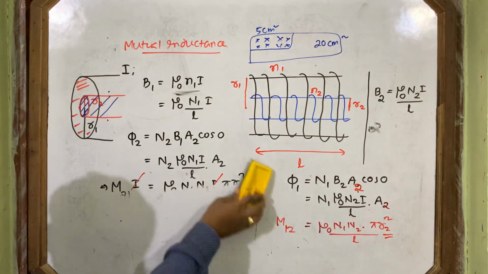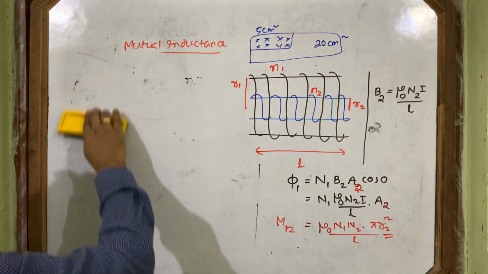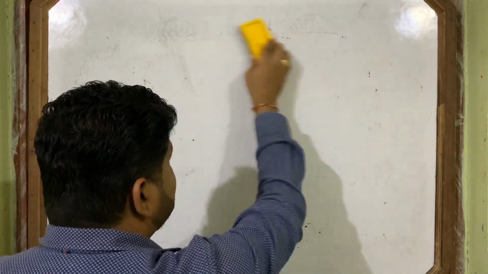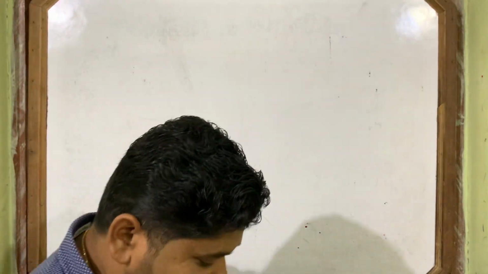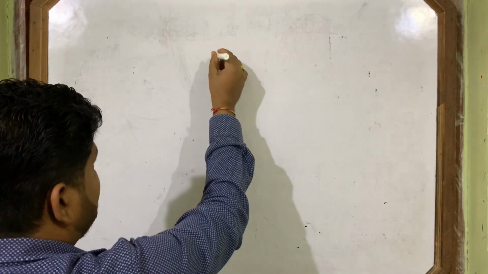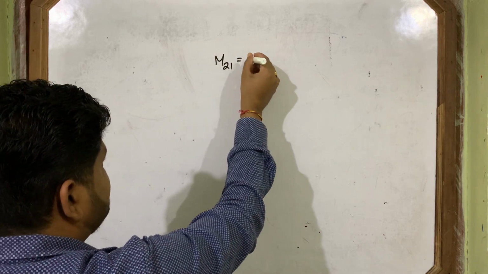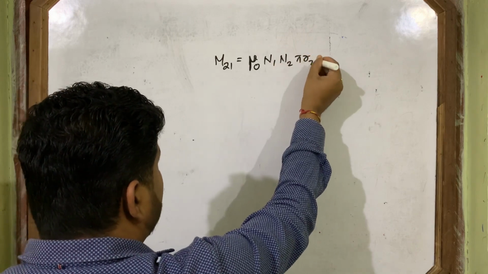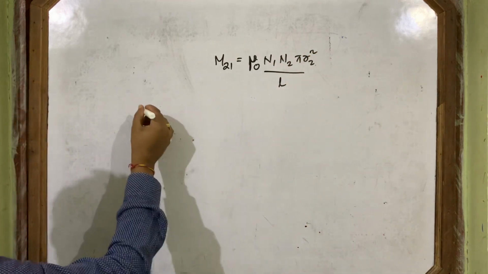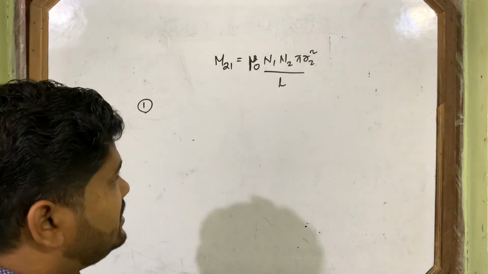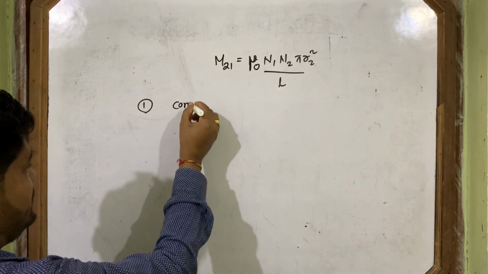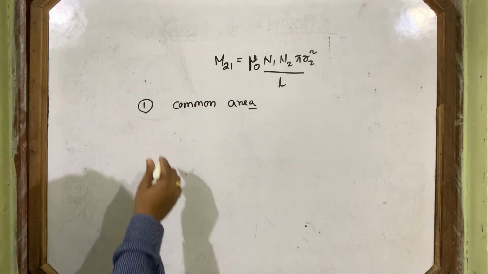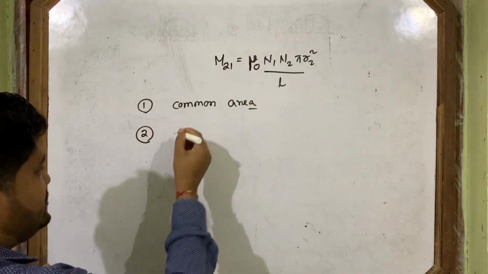The mutual inductance depends on which factors? From the expression you can see. I am writing the expression, then you can judge it: mu naught N1 N2 pi R2 square divided by L. So first, it depends on the common area of cross section.